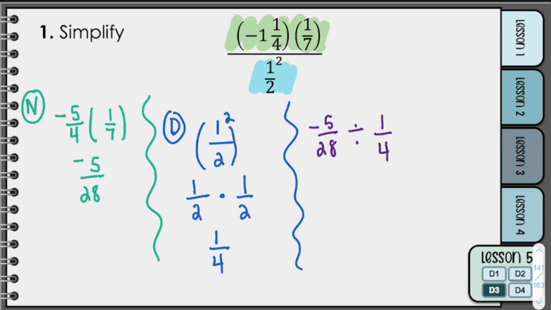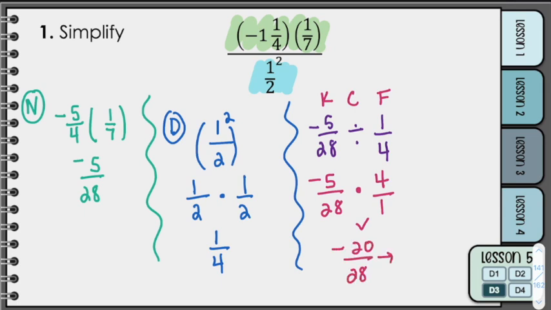I want to make sure that I am KCFing, so keep, change, flip. So that would mean we have -5/28, that stays the same. Division turns to multiplication. 1/4 turns into 4 over 1. I'm going to simplify that and get -20 over 28, which can therefore be simplified. If we divide both numerator and denominator by 4, we're going to get -5/7 as our answer.